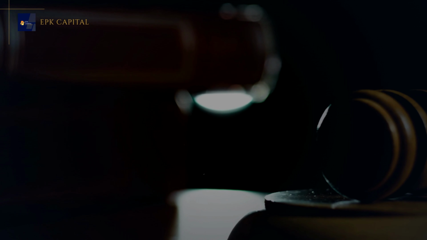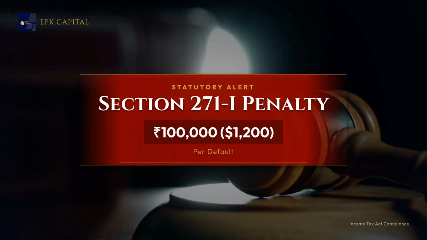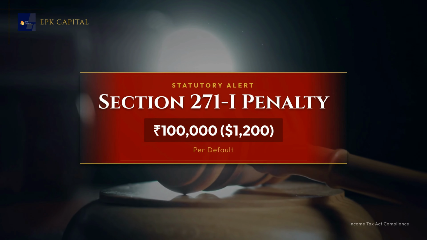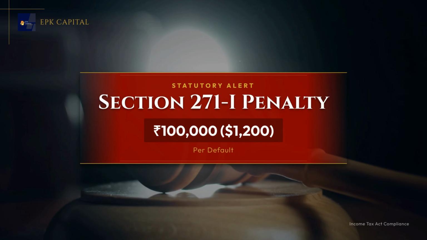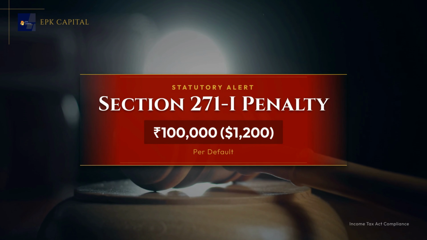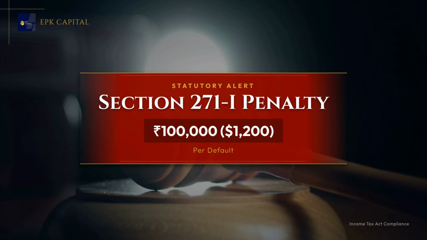Do not be tempted to bypass this paperwork or submit inaccurate declarations. Under Section 271-I of the Indian Income Tax Act, failing to furnish Form 15CA and 15CB or providing inaccurate information carries a mandatory flat penalty of 1 lakh rupees, approximately $1,200 for every single default.